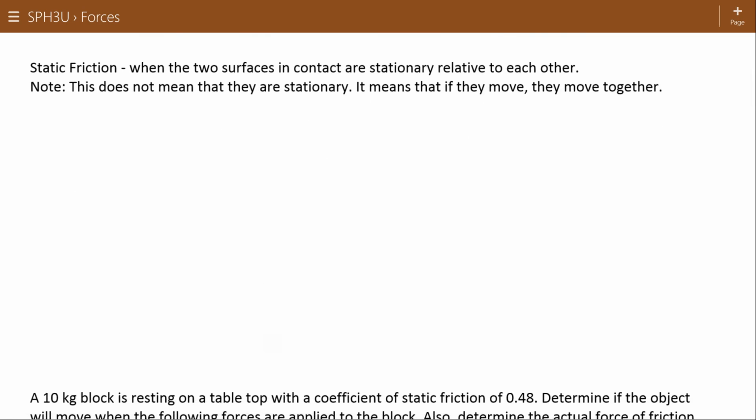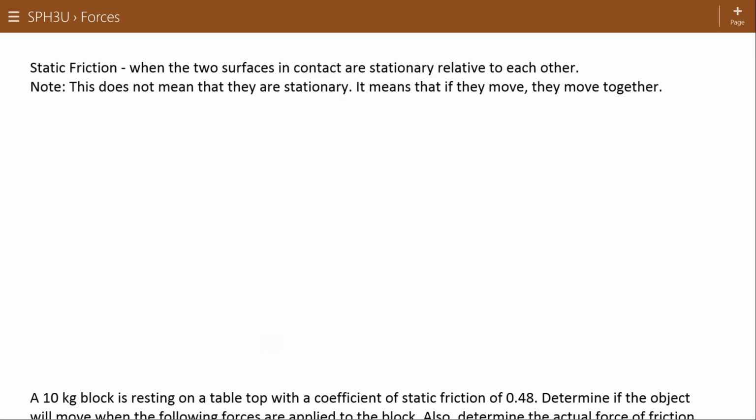Static friction specifically means that the object and the surface are not moving relative to each other. Again, not that they're not moving. The truck could be moving. The truck carrying the crate could be moving across town, but if the crate isn't sliding around in the back of the truck, the crate and the truck bed are stationary relative to each other. So static friction refers to a situation when the object is not moving relative to the surface.